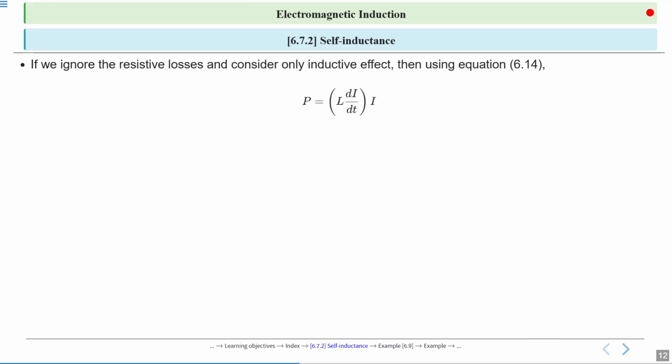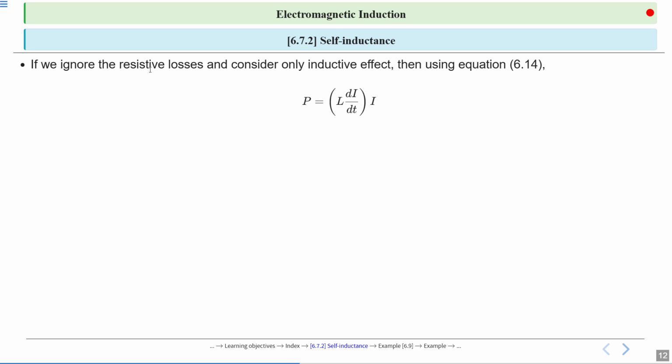So we ignore the resistive losses and consider only inductive effects. That means that the coil is made up of some material, and this material will have its own resistance, but we are not taking resistance here. We are taking EMF due to only inductive effects. That induced EMF is due to only inductive effects. We are not taking potential drop due to the resistance of the coil. Okay, we are neglecting it for now. We are ignoring the potential drop due to the resistor.